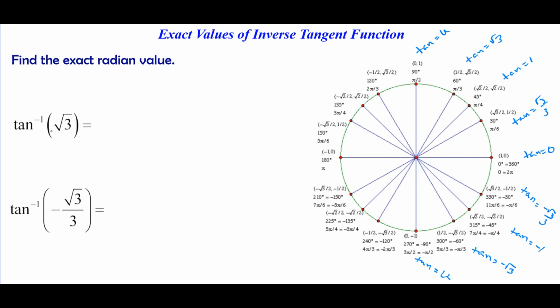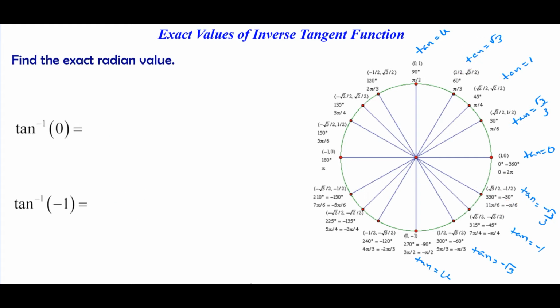So on this first one, we're doing inverse tangent of radical 3, so I'm going to look for my tangent value of radical 3, which is happening here. Again, my directions ask for radian values, so I'm going to go pi over 3. My second one, I have inverse tangent of negative radical 3 over 3, so that one's going to be down here. So again, I want the negative radian value. So remember, this is negative pi over 6.